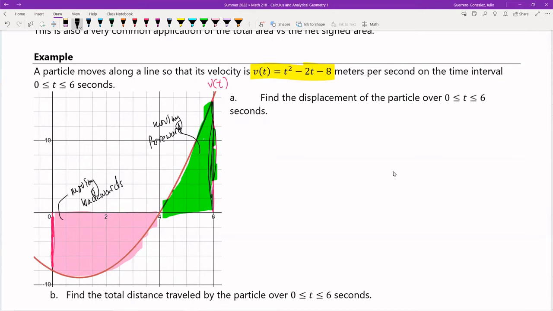So let's do part A first, and let me explain what's going to be happening here. The first thing we want to do is find the displacement of the particle over 0 to 6 seconds. So then that means I'm going to do the integral from 0 to 6 of my function v of t dt, equal to the integral from 0 to 6 of t squared minus 2t minus 8 dt.